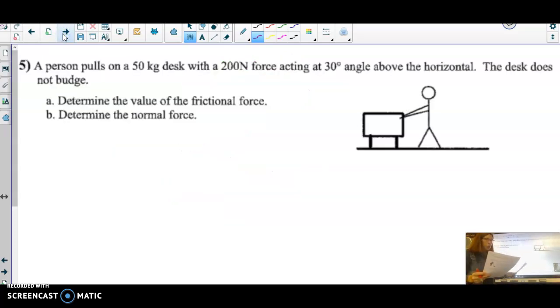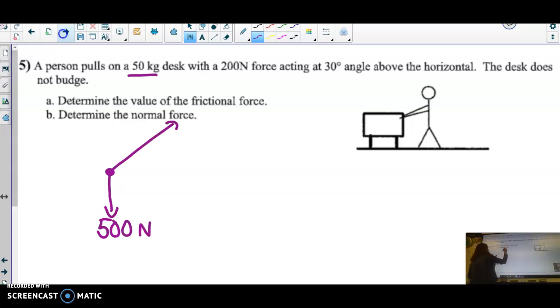Okay, going on to question number 5. We have a person pulling on a desk that is 50 kilograms in mass, and they're pulling with 200 newtons of force directed at 30-degree angle. So first thing we're going to do is draw the picture. The desk is 50 kilograms. That means its weight is 500 newtons. That goes straight down. They're pulling with 200 newtons of force, but they're pulling up at an angle, as you can see here. And this is a 30-degree angle.